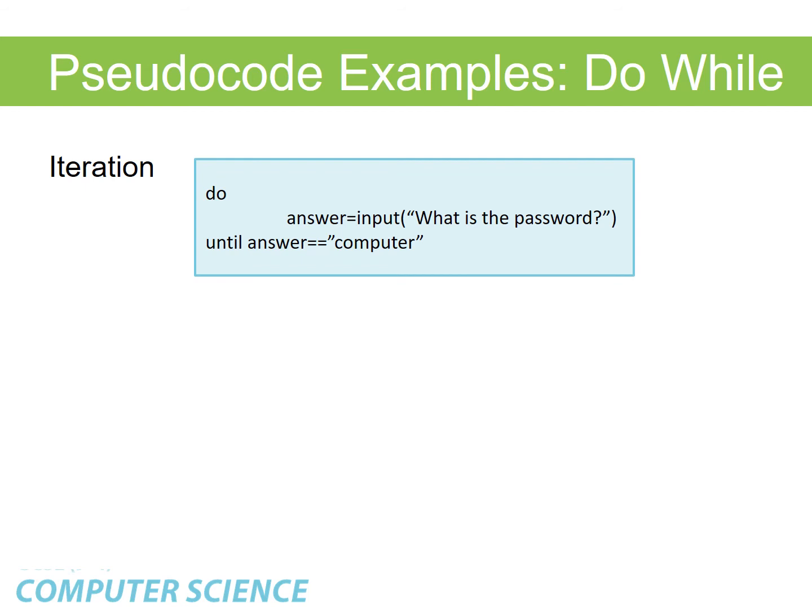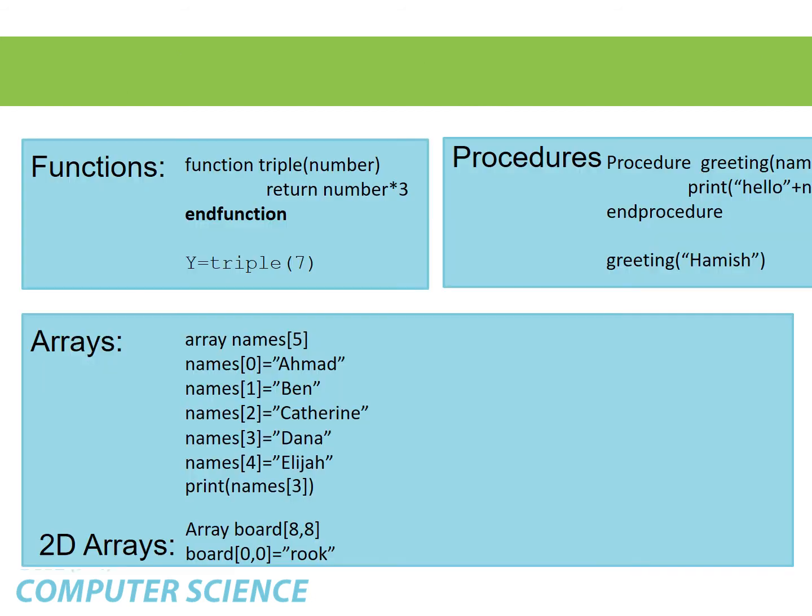With a while loop, you're only going to get into the while if you meet the criteria, and you're never going to run the code inside if you don't. Whereas with this, you're always going to run the code at least once before you meet the criteria.